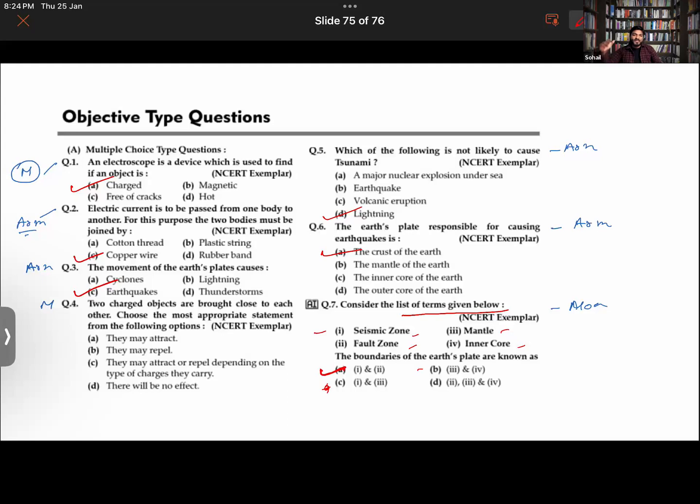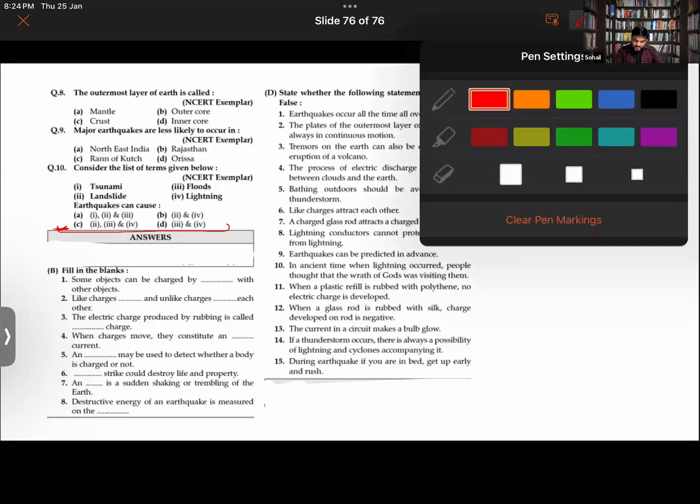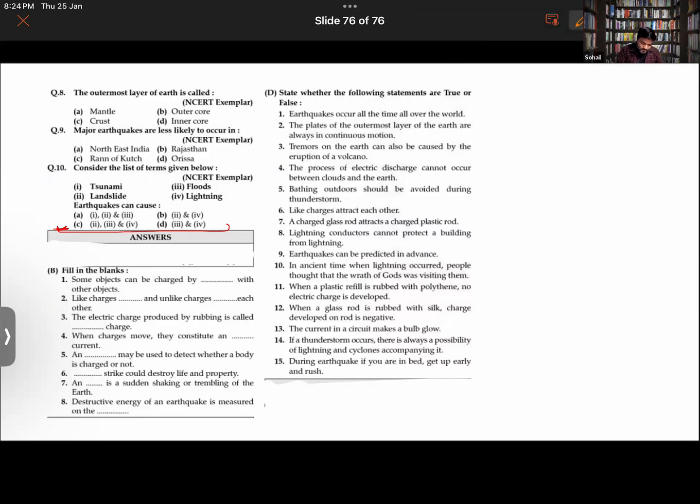Mantle is beneath the plate. It is beneath the crust. So that can't be the answer. Okay. Arham, you answer this one. Arhan, you answer this one. Sir, crust. Most. That is correct. Good.